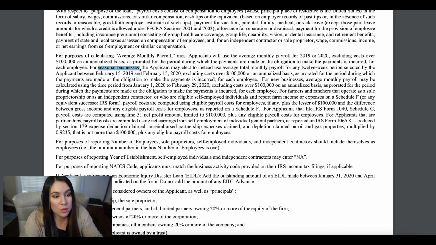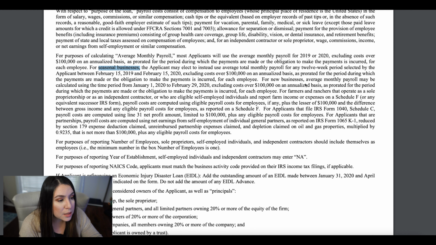So for seasonal employees, the applicant must elect to instead use average total monthly payroll for a 12-week period selected by the applicant between February 15, 2019 and February 15, 2020, excluding costs over $100,000 on an annualized basis as prorated for the period during which the payments are made or the obligation to make the payment is incurred for each employee.